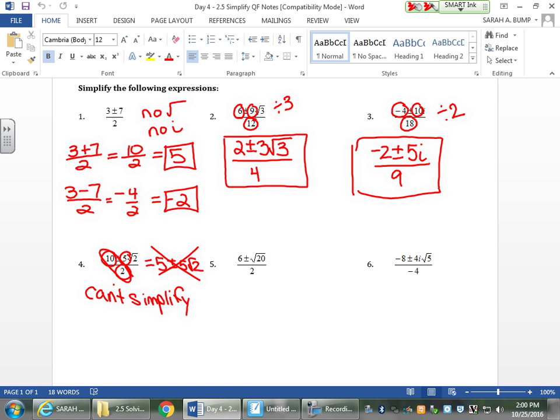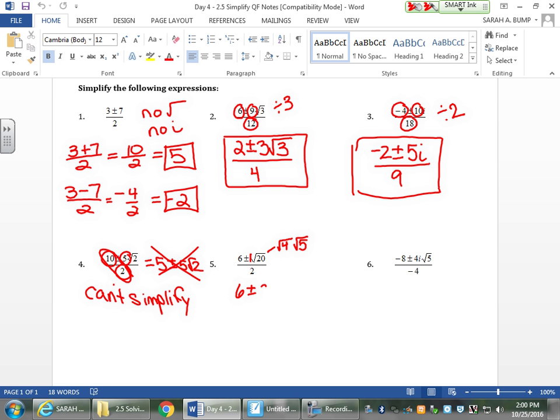On number 5, right now, if you look outside that radical, that would have a coefficient of 1. And 6, 1, and 2 don't have anything in common besides 1, but this problem actually can be taken further. When you get to a radical, you should always check to see if that radical can be simplified like we reviewed. And 20 can. It would break into radical 4 times radical 5 when you find the largest perfect square factor. So you're going to get 6 plus or minus.